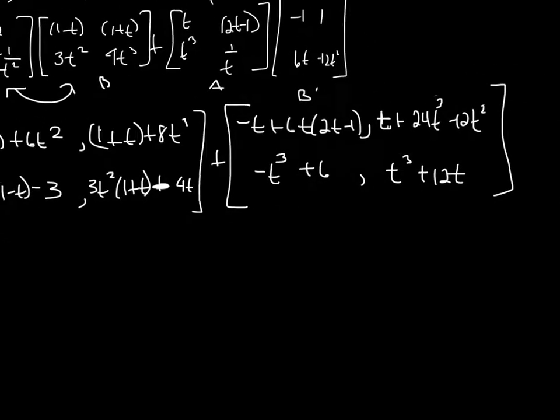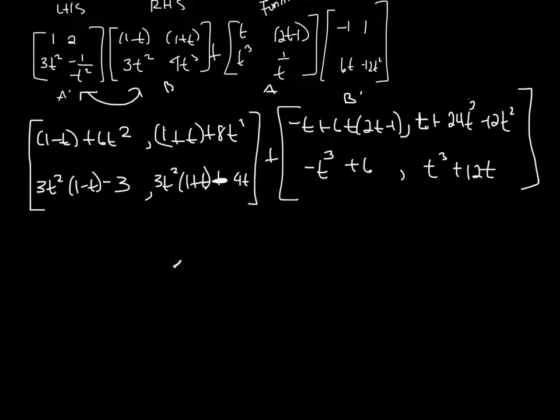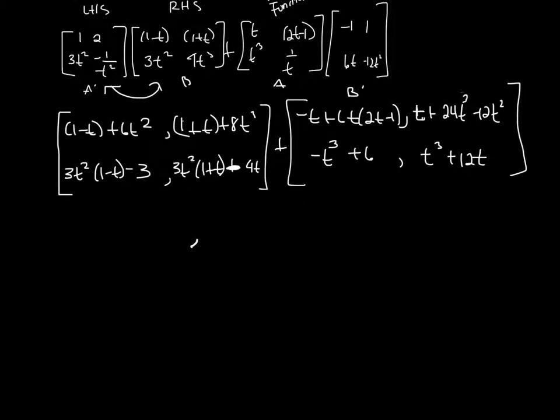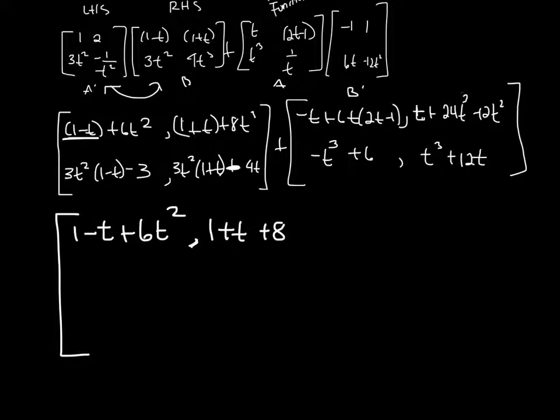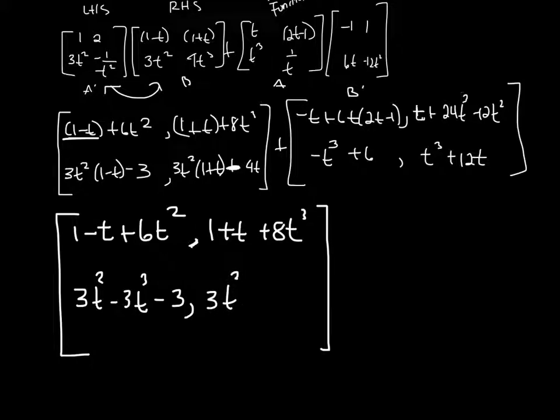Okay, so let's simplify some of these expressions. Let me move this a little bit over. Here I'm just rewriting 1 minus t plus 6t squared, and my comma's ready there. Similarly, 1 plus t plus 8t cubed. You didn't have to write the parentheses around this expression, but sometimes it's nice because you're distributing, and I just want to be consistent. Here I'm distributing this, and I obtain 3t squared minus 3t cubed minus 3, comma, 3t squared plus 3t cubed minus 4t. Plus my next matrix.